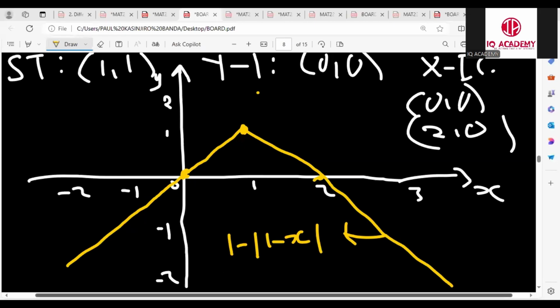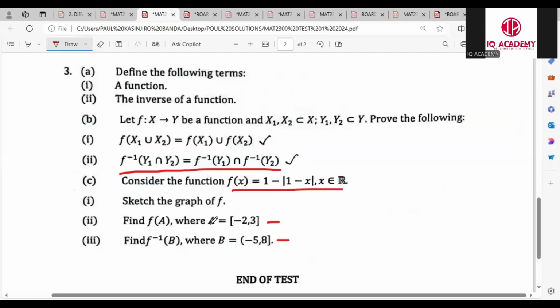Okay, so let us continue. We have graphed this graph, and now we want to find the image of an interval A and the inverse image of this interval B. So we have that one, and then we have this. The fastest way is just to substitute the boundary numbers of this interval into this function.